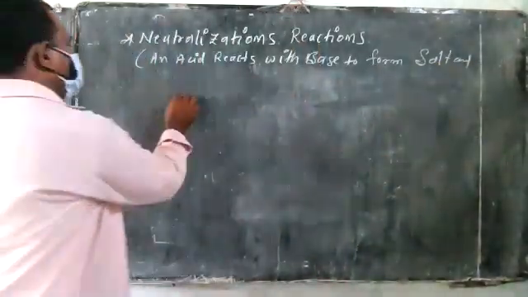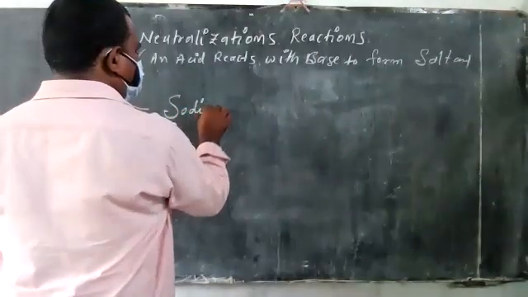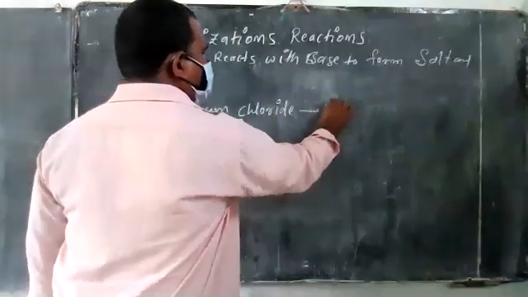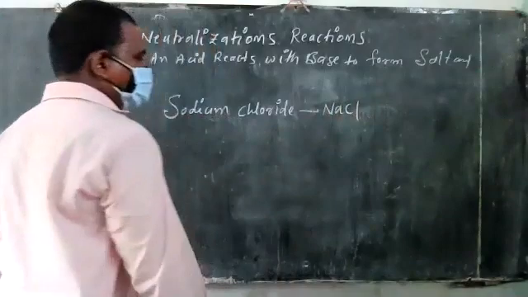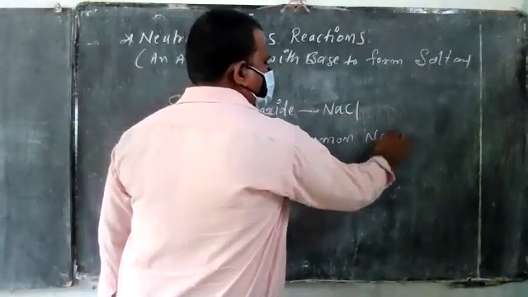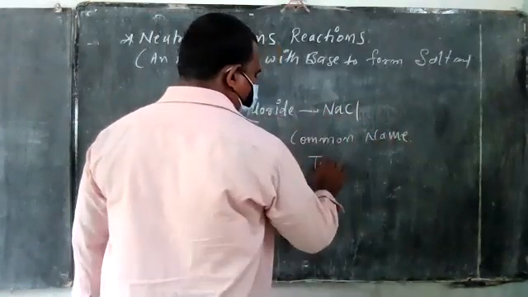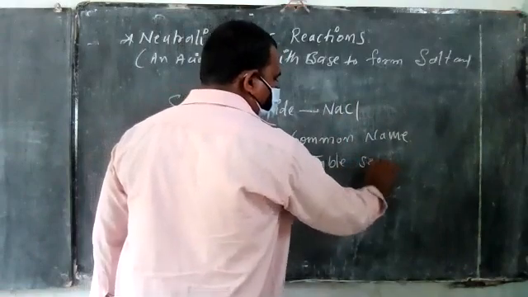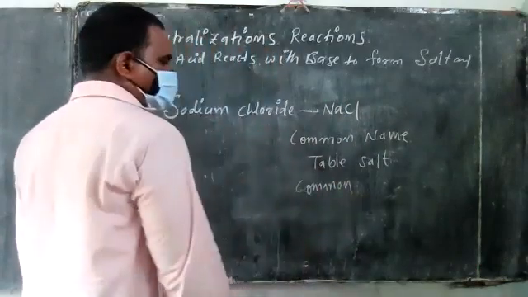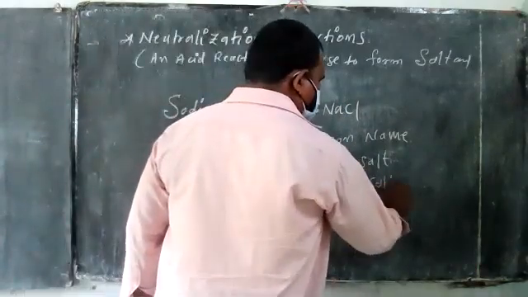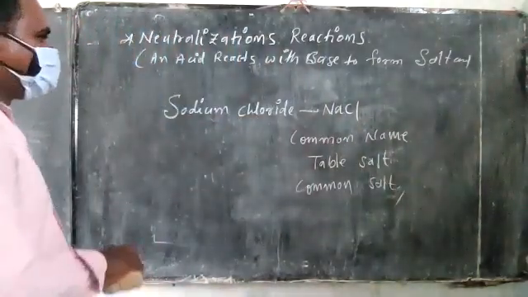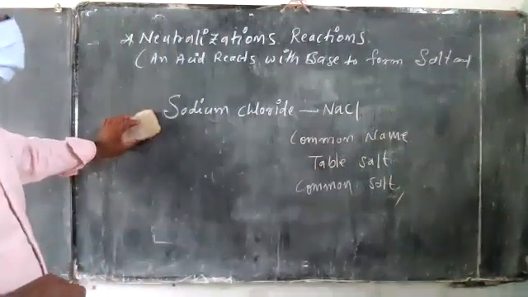So sodium chloride, it is NaCl. NaCl has some common names. What are the common names? One is table salt. The second one is common salt. These two are the common names of sodium chloride. All right, okay.